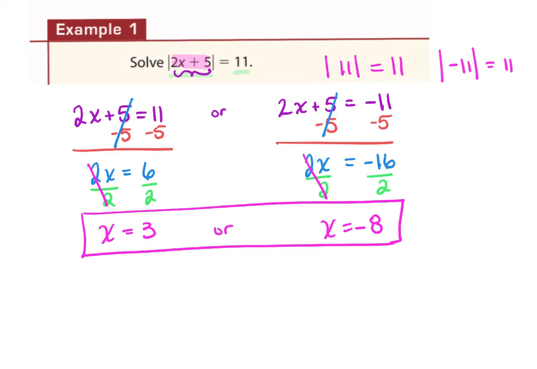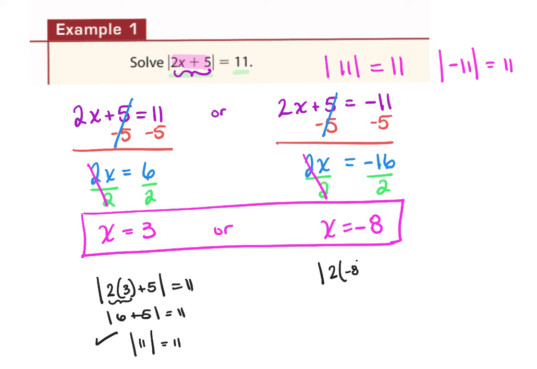I'm going to go back and check my work by plugging it in. So if I said absolute value of 2 times 3 plus 5 equals 11. 2 times 3 is 6. Absolute value of 11 equals 11. Yes, that is true. If I plug in my negative 8, 2 times negative 8 plus 5 equals 11. Negative 16 plus 5. And then I have absolute value of negative 11 equals 11. That is also true. And so you can see for absolute value equations, you always have two answers.